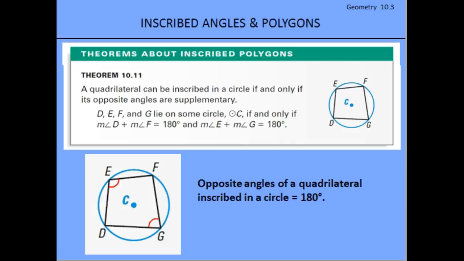Knowing that, however, we're going to have some theorems. This one says, a quadrilateral can be inscribed in a circle if and only if its opposite angles are supplementary. What's supplementary? 180 degrees. That simply means that the opposite angles of a quadrilateral, 4 sides, that is inscribed inside a circle will equal 180 degrees. So E and G and F and D, if you add them together, they will have to equal 180 degrees.